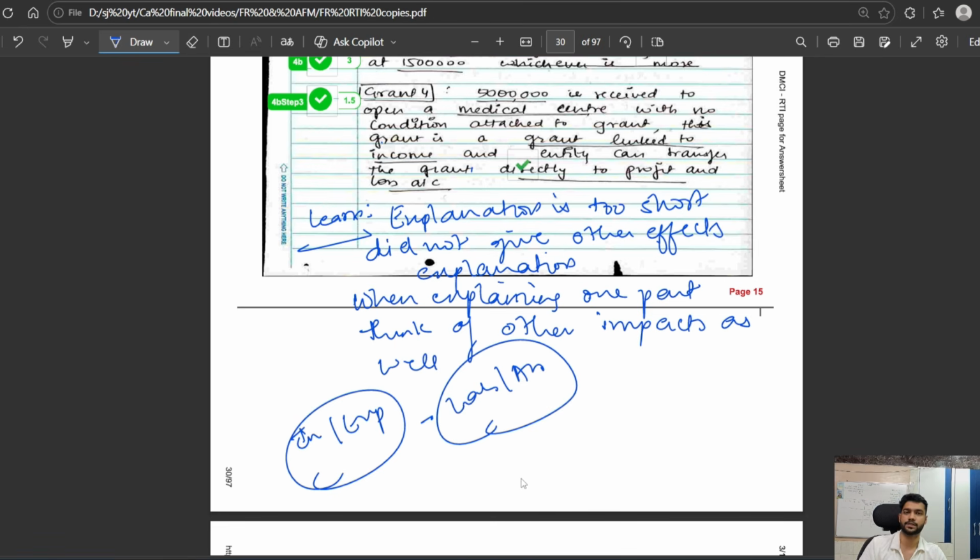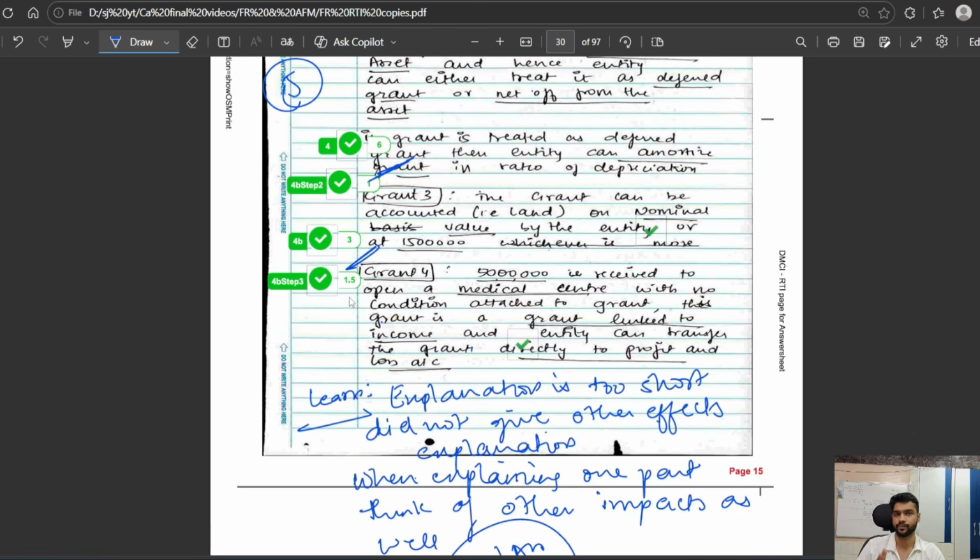So if you read the suggested answer, you will understand there was a bifurcation of what should be the current asset part, what should be the current liability part, what should be the non-current liability part, and what should be the non-current asset part. So this was the bifurcation, and this was the way ICAI gave the suggested answer, and that is why they gave me only 3 marks out of 8 marks.